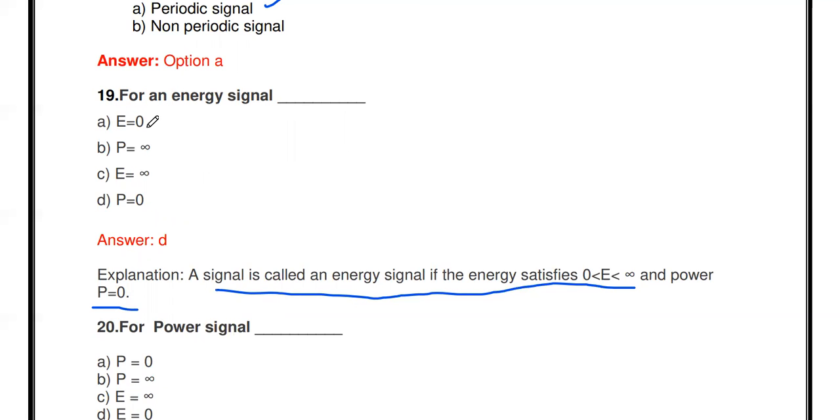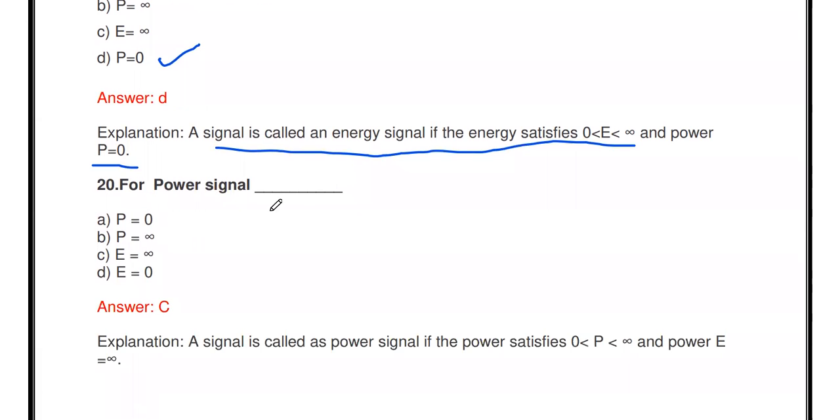So for an energy signal, E equal to 0 is wrong. E equal to infinity is wrong. P equal to infinity is wrong. P equal to 0 is correct. For an energy signal, the energy should be finite and the power should be 0. So P equal to 0 is the answer.